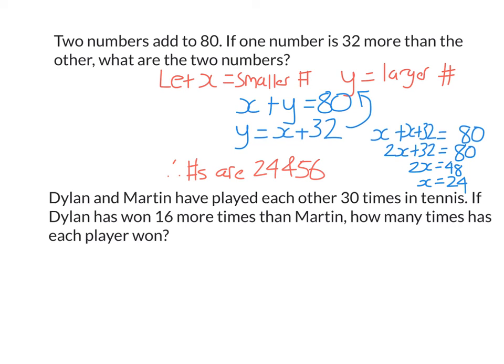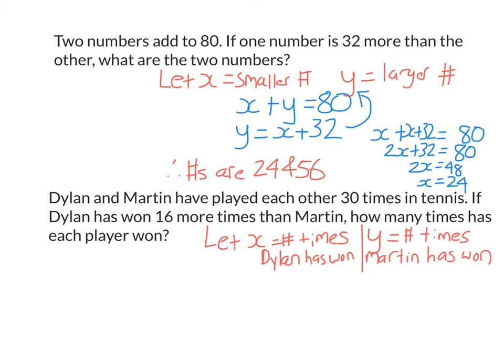So we're going to follow the same process. We're going to let x be one of the things we're trying to find and y be the other thing we're trying to find. It doesn't matter which you let x, which you let y. We want to find number of times Dylan's won, number of times Martin's won. So I'm going to let x equal the number of times that Dylan has won. So I let y be the number of times Martin has won. Once again, I'm defining two variables because there's two things I want to find.